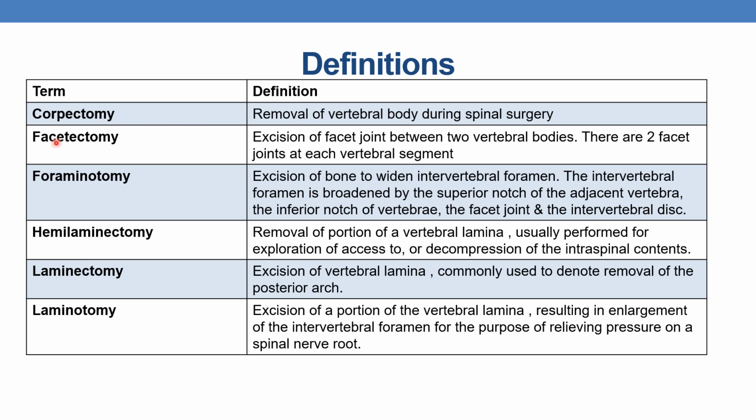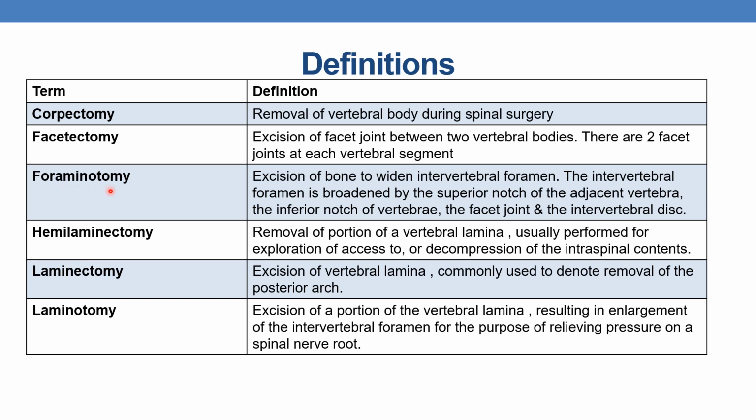The next term is facetectomy. As the term indicates, it is excision of the facet joint between two vertebral bodies. There are two facet joints at each vertebral segment. This is an important point. There are two facet joints at each vertebral segment. You know what a vertebral segment is.